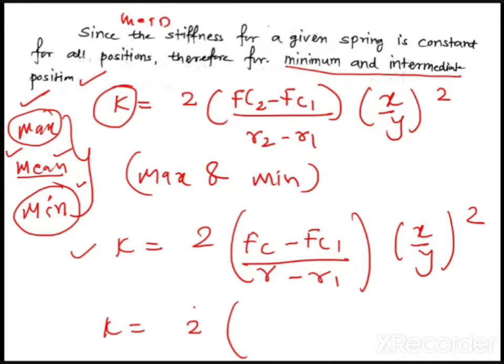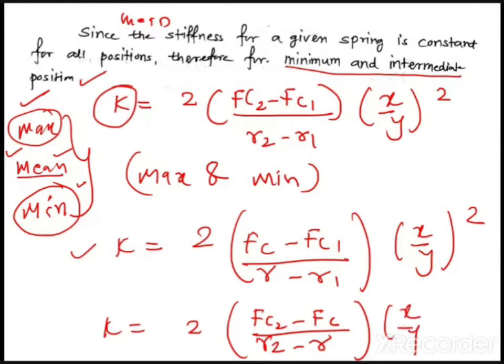Anybody can speak up please. How will you write this equation? See, Fc2 minus Fc1, Fc minus Fc1. Have you understood how I have written? How will you write for this? Please answer fast. Fc2 minus Fc, divided by what? R2 minus R, yes, into x minus. I hope you have understood this. So this is what I was expecting, okay? So this is what you have to understand.